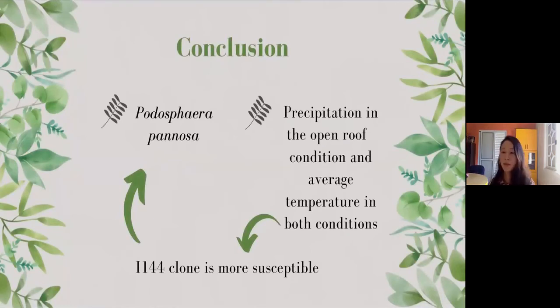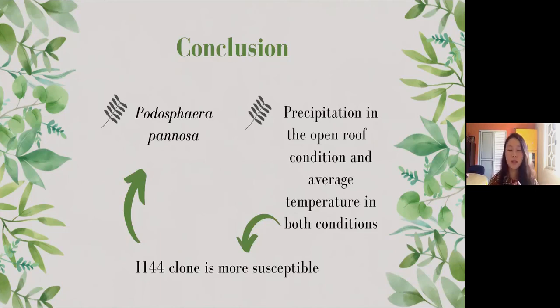Now back to my aims. I would like to answer the questions about what species and what the seasonality. We found that the species Podosphaera pannosa can be found on different hosts and in different environments. The precipitation in the open roof condition seems to be the main climate factor interfering in the appearance or not of this disease, and the temperature in both conditions can influence.